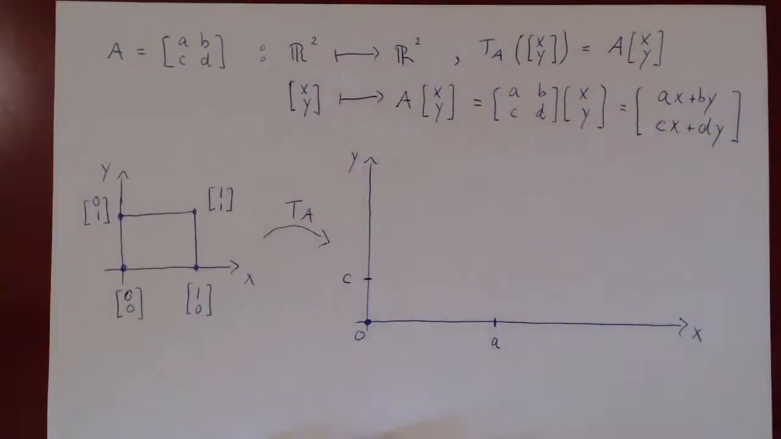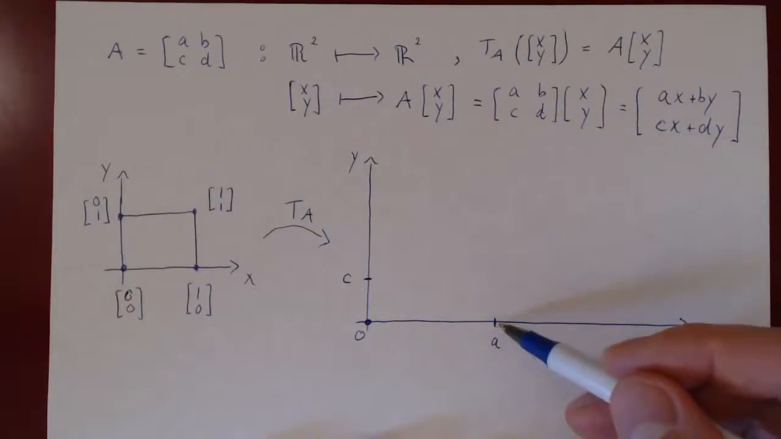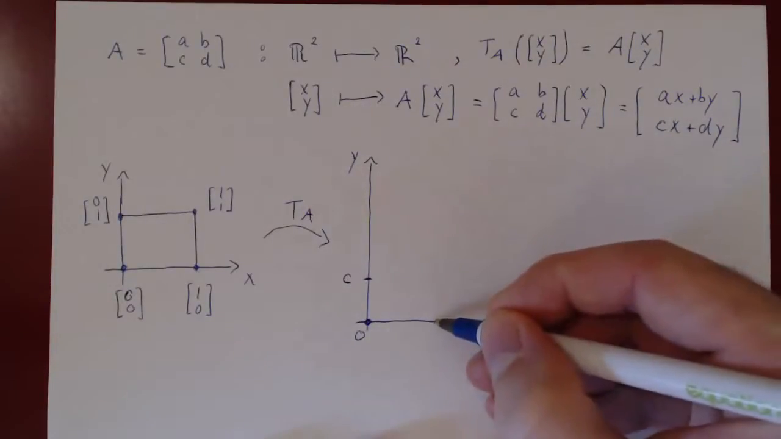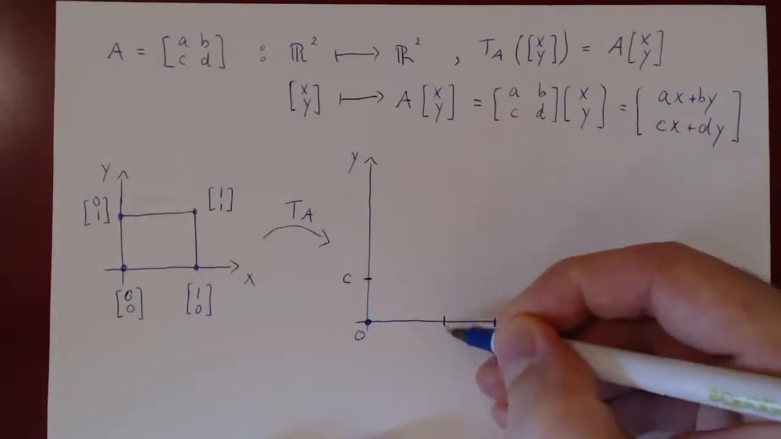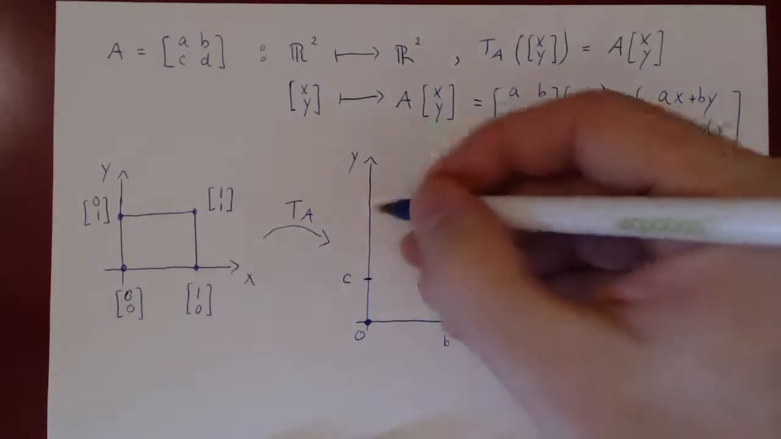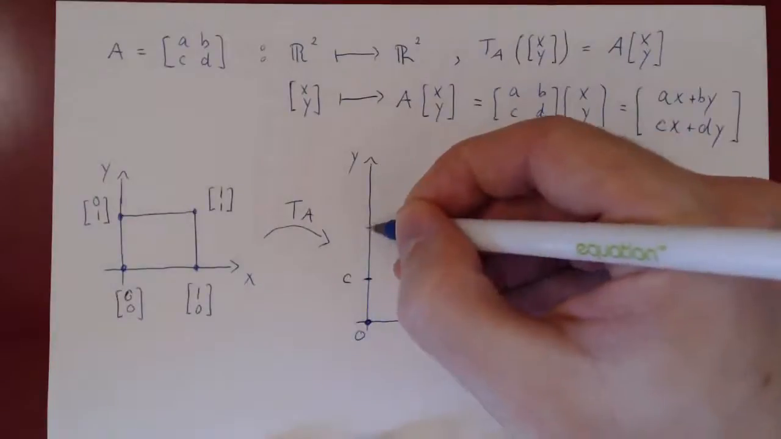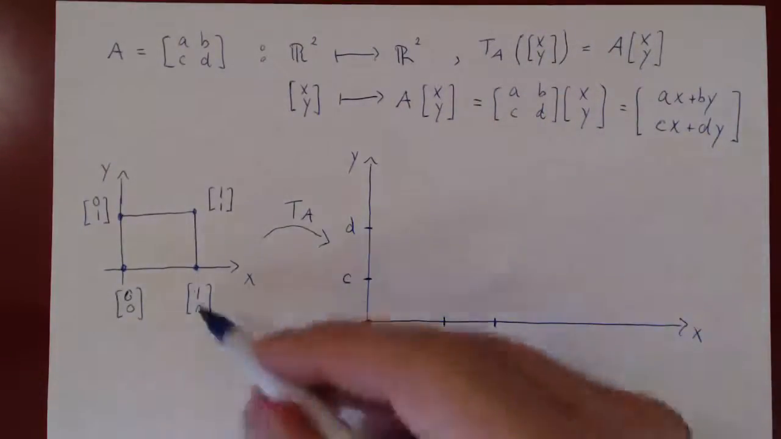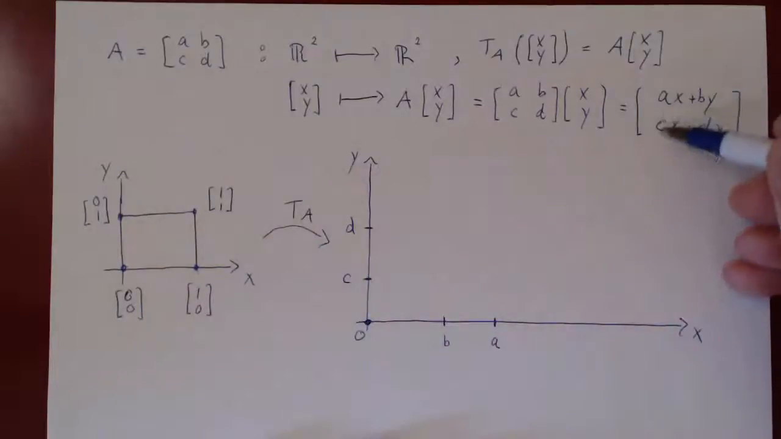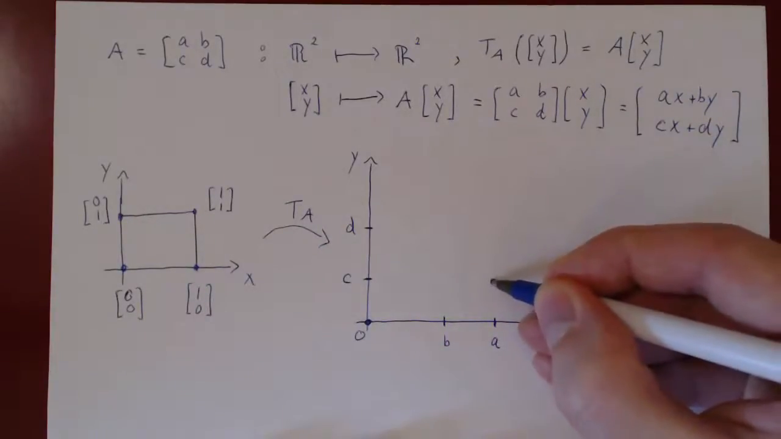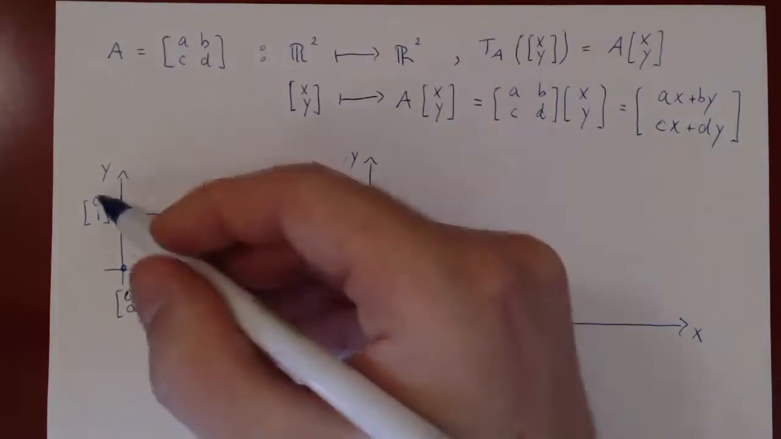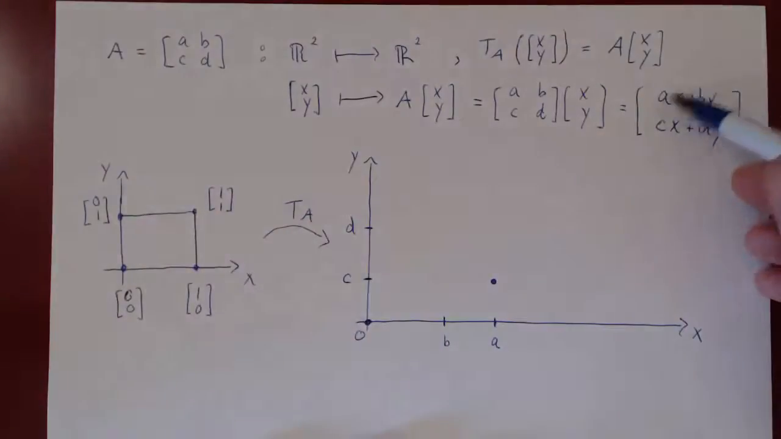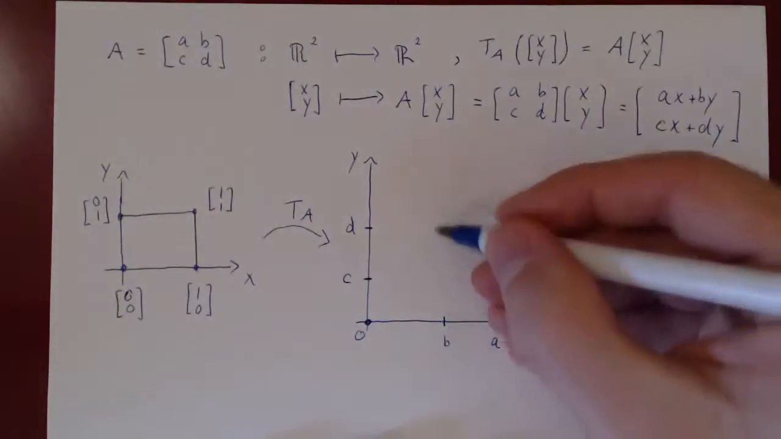And just for argument's sake, we'll assume that B is a little less than A. Suppose that we get here B, and D, say, is larger than C. So we had the point (1, 0) was sent to (A, C), so it's this point now. And the point (0, 1), when x is 0, is sent to (B, D), this point.